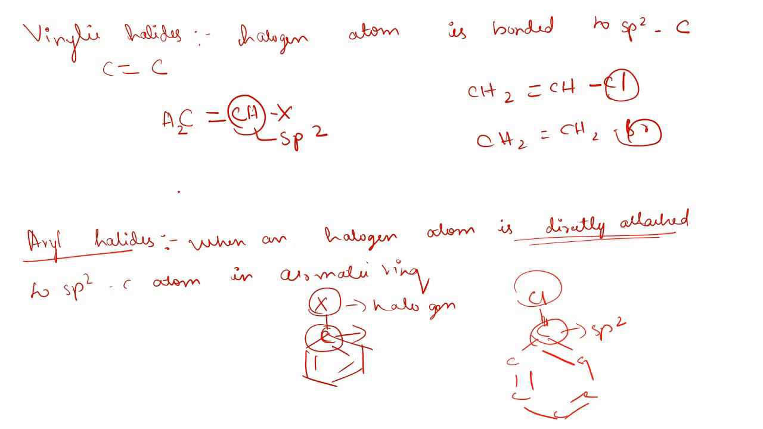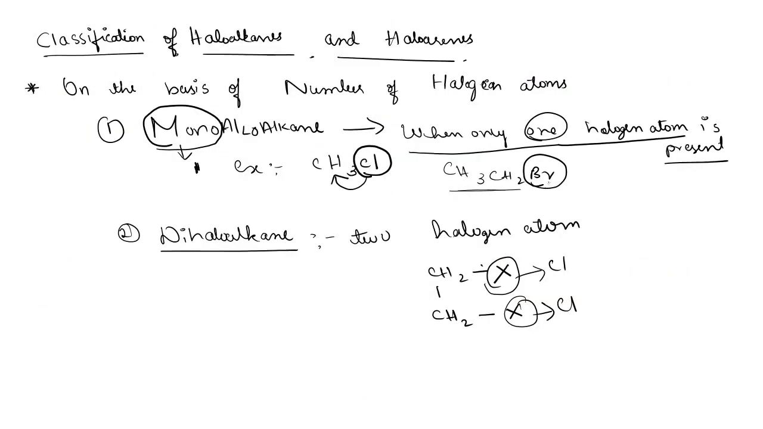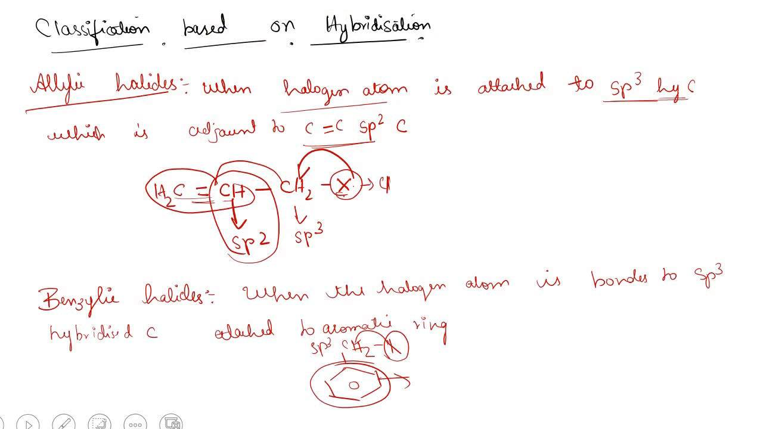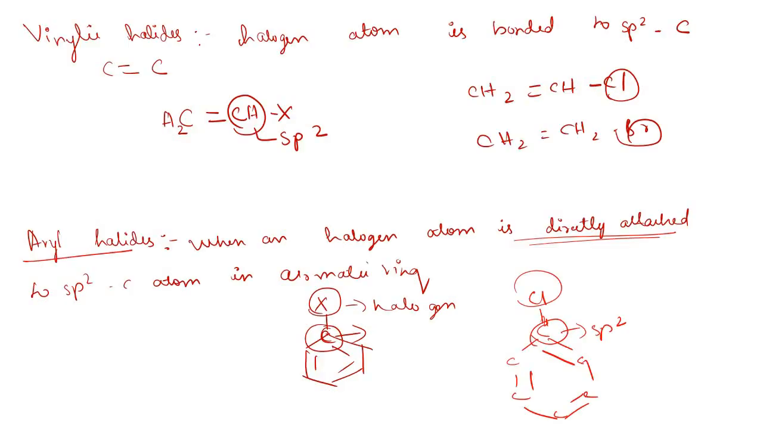I hope it's clear. Then classification: we have completed the classification based on the number of halogen atoms. Next we have completed the dihaloalkanes as well. And next we have classification based on hybridization, that is sp2 and sp3, whether it's directly attached or whether it is adjacent to it as well. And next we will discuss classification based on degree of carbon atom.